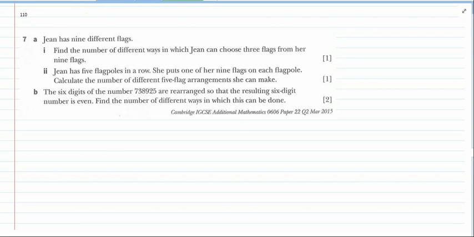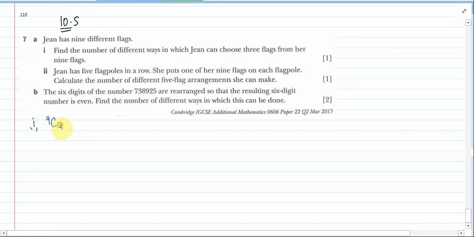Class. In this session we are going to continue exercise 10.5, and in the last class we were doing the same, the past paper questions of the topic permutation and combination, right? In this question it says that Jean has 9 different flags. Find the number of different ways in which Jean can choose 3 flags from her 9 flags. So a simple question it is. For the first part she needs to select 3 flags among the choices of 9 flags.